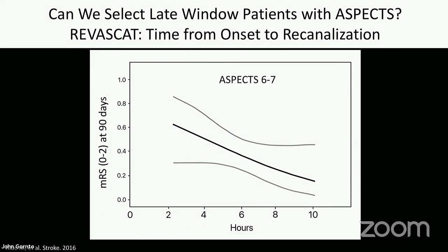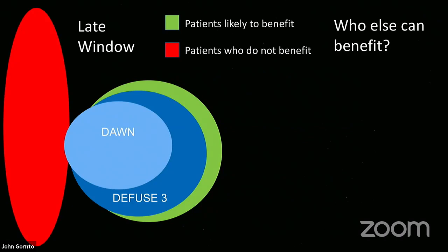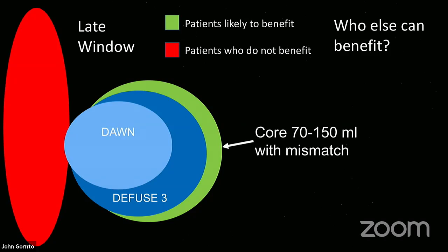We saw the same in REVASCAT. This was an ASPECTS selection-based trial. If you look at the patients who came in with an ASPECTS of 6 or 7, you can see that by the time you're reperfusing them at 10 hours, the good outcome rates are not looking so good. So that's why I think that red zone is quite large, and we still need to select to find the patients in the late window.